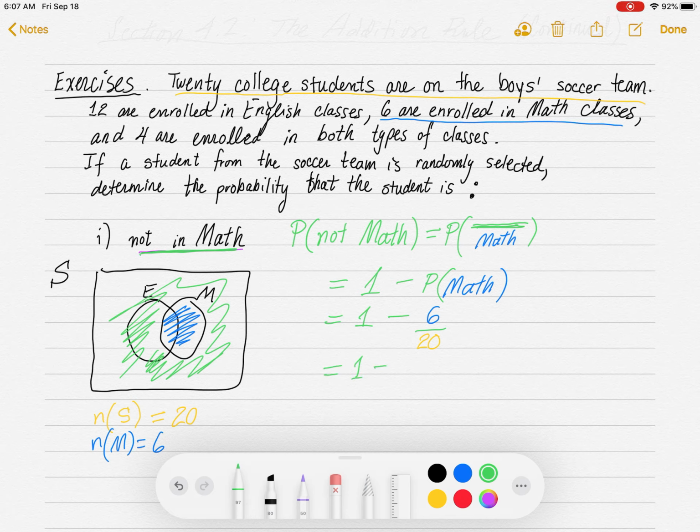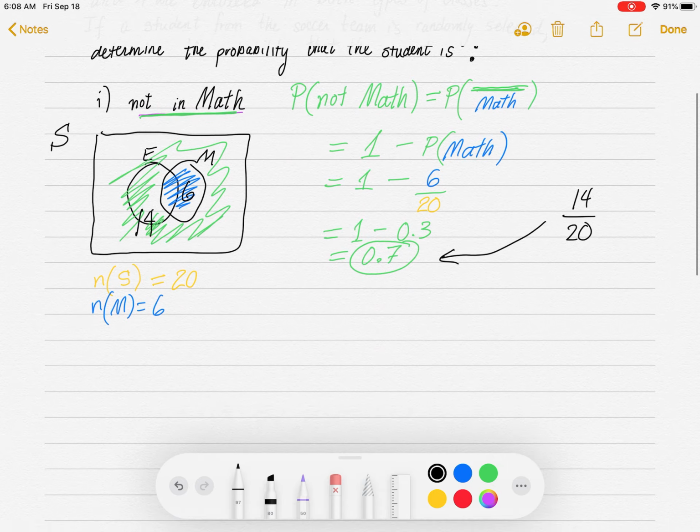Now, if you didn't want to use the complement rule, what you could have done, you could have said, okay, how many are there in math here? There's 6, right? How many are there outside of math? Well, there must be 14 because they have to add up to a total of 20. So you could have also taken 14 out of 20, those not in math divided by 20, and you'd also get 0.7. That's an even more intuitive way to do it. That's the way I'd probably do it. But you can also use this complement rule, however you want to roll.